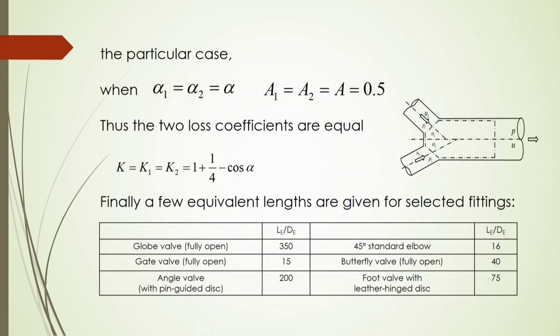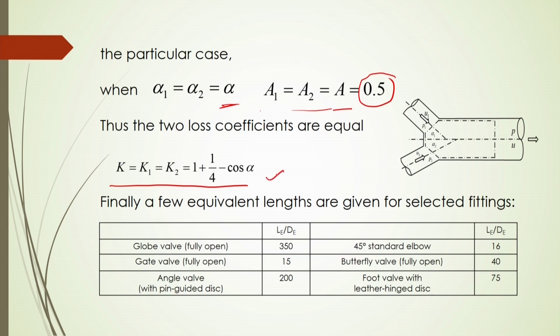Now, in a particular case, if we consider that alpha_1 will be equal to alpha_2, that is, the two angles are the same, represented by only alpha, and also the two cross sections of the pipes are the same as A, and it will be 50% of the main cross section, then we can have these two loss coefficients equal, that will be k equal to k_1 equal to k_2, that will be equal to 1 plus 1 by 4 minus cos alpha.